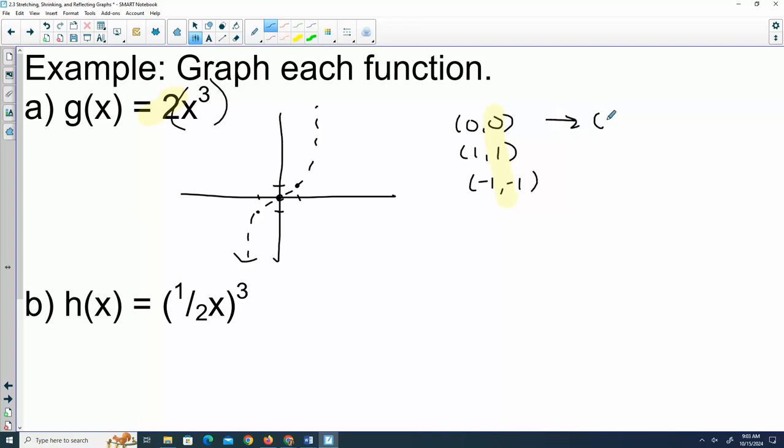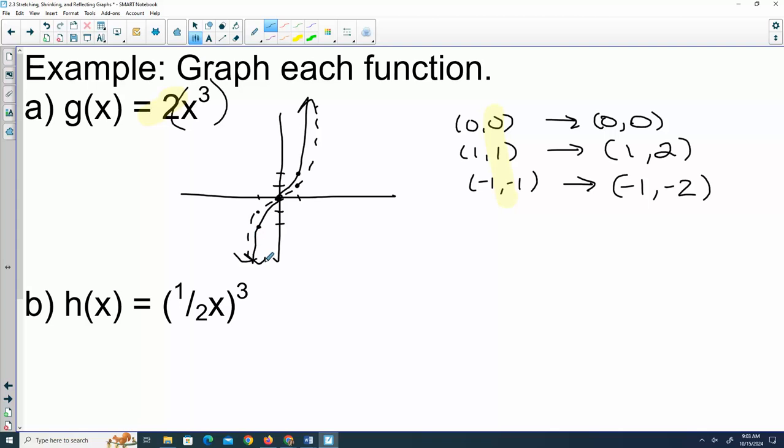So if I look at these points, the x won't change. What's 0 times 2? 0. Okay, x doesn't change. 1 times 2 is 2. x doesn't change. Negative 1 times 2 is negative 2. So you might be able to just strictly do that from your graph, and that's fine. If not, write those points and change your y. So now I have my graph, and I can see it's a vertical stretch. I stretched it out so it got skinnier when I did that.